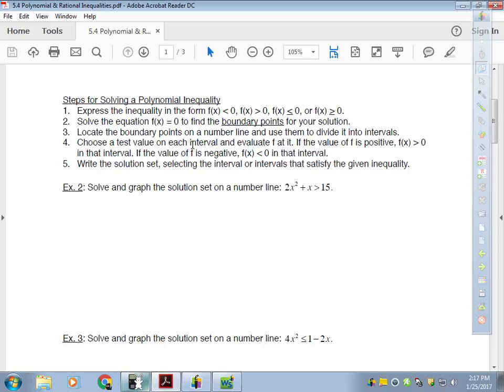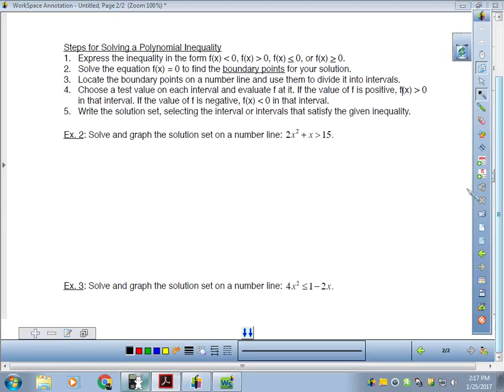Once you've finished making your number line and you've done all your test values, the last step is to write your solution set by selecting the interval or intervals that satisfy the original inequality. Okay. So let's look at some examples of this. Our first one asks us to solve and graph 2x squared plus x greater than 15.